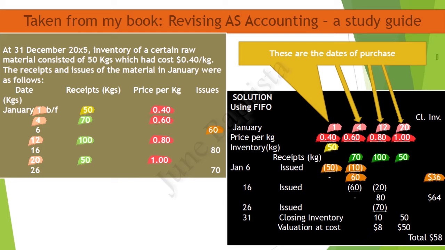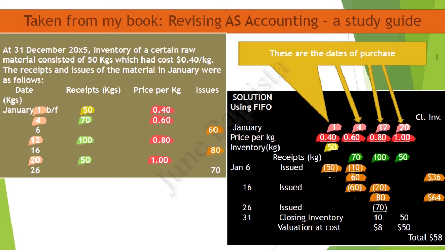On the 16th, 80 kgs were issued. 60 kgs will come out of inventory purchased on the 4th, and 20 kgs will come out of inventory purchased on the 12th, to give us a remaining inventory of 80 kgs, which was purchased on the 12th at the rate of 80 cents, and therefore closing inventory on that date will be valued at $64, which is 80 times 0.80.